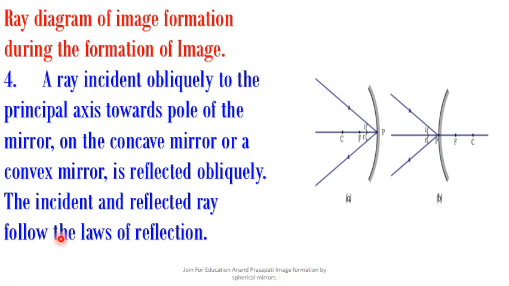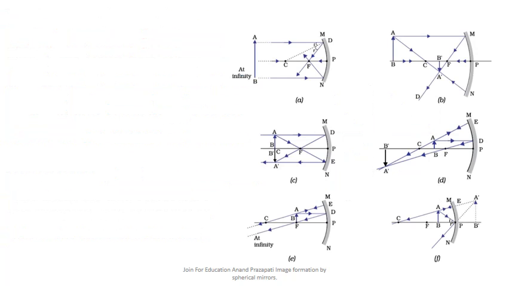Now consider image formation by the concave mirror. The ray diagram of image formation is given here. This is the position of the object and image. This is the first case, second case, third case, fourth, fifth and sixth case according to the position of the object. Let us discuss one by one.